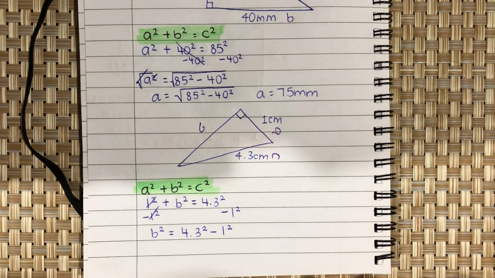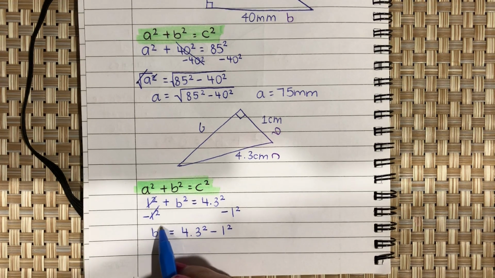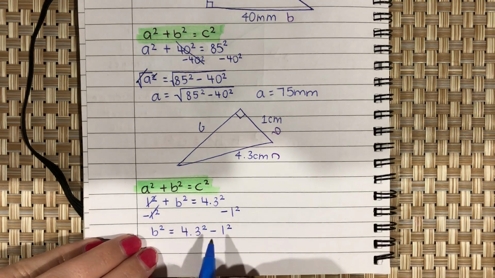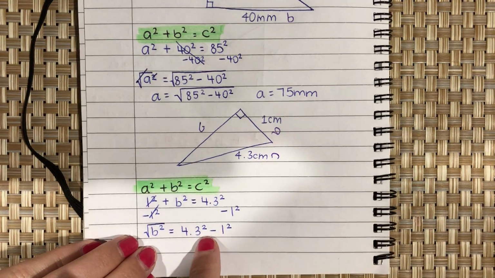Now we need to get rid of the squared sign over here. How do we do that? The opposite of squared is square root. So we need to square root both sides of the equation. We'll square root here and we'll square root that.